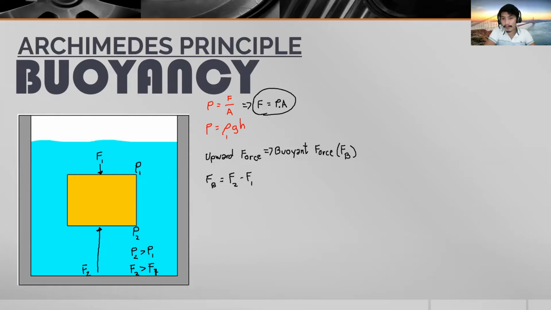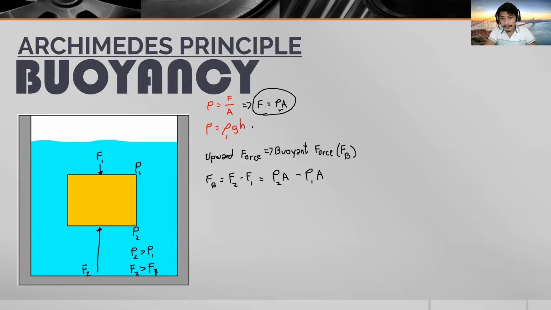This is the formula for force due to pressure. Okay? So, ibig sabihin pala nito, this is pressure at point 2 multiplied by the surface area, that is F2, minus pressure at 1 multiplied by the surface area. Okay? So, yan na yung equation natin. Buoyant force pala is due to the pressure difference. Ayan. Okay, so we can manipulate our equation further.